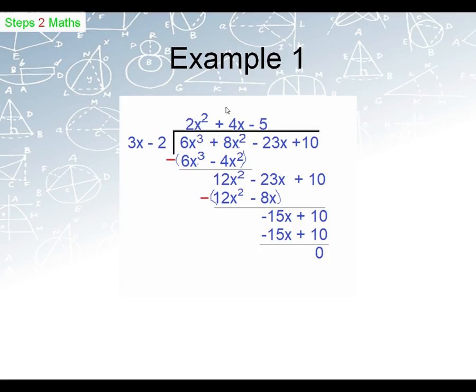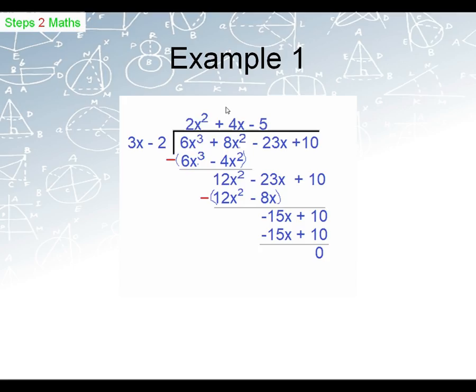Okay, so the process is exactly the same. We're dividing 3x into 6x cubed to get 2x squared. We're multiplying out and subtracting to get our remainder. The only thing to really watch out for is that when you're subtracting a negative number, it's the same as adding it. So watch out for that.